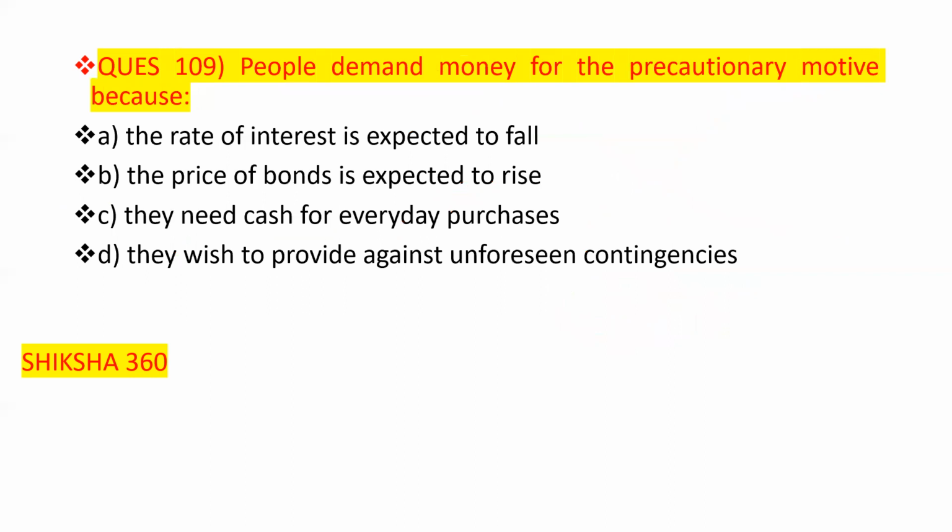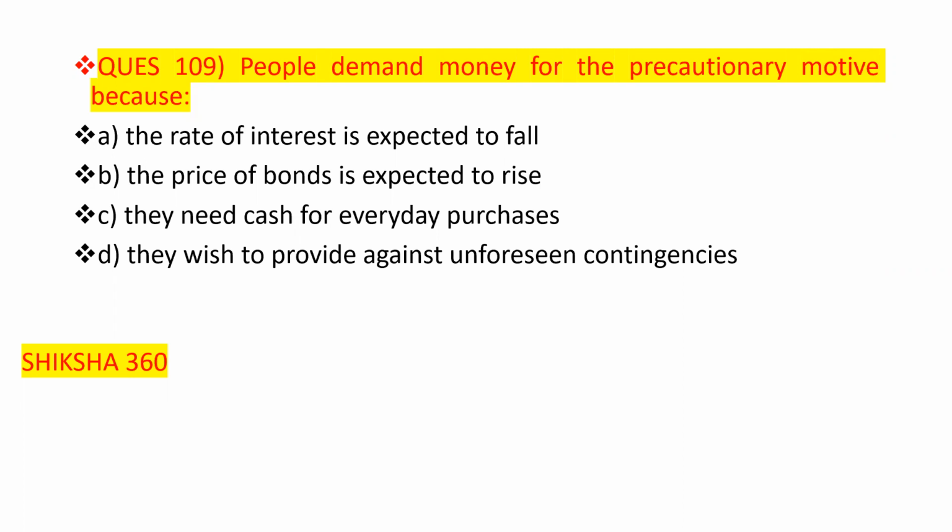Now move to the next question, question number 109. I think we have already discussed this question in the previous session also. People demand money for the precautionary motive because the rate of interest is expected to fall, or the price of bonds is expected to rise, or they need cash for everyday purchases, or they wish to provide against unforeseen contingencies. So what is the correct answer?